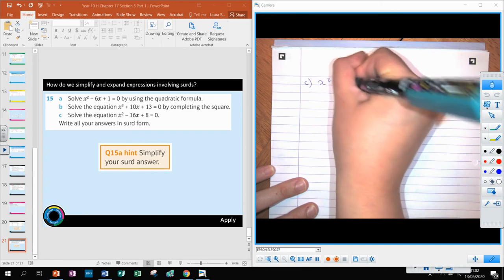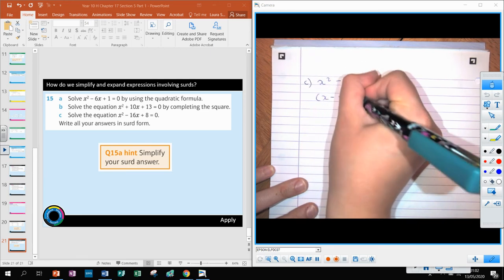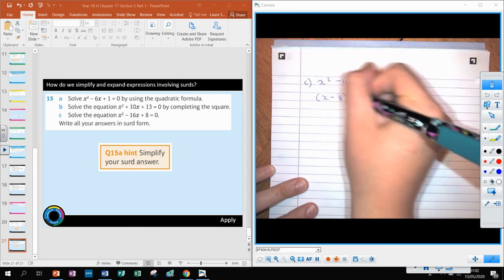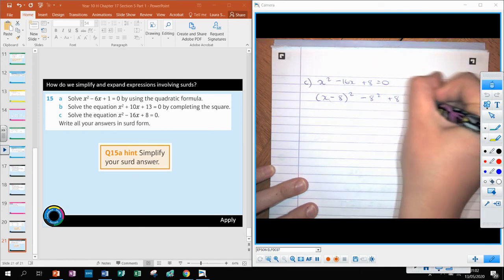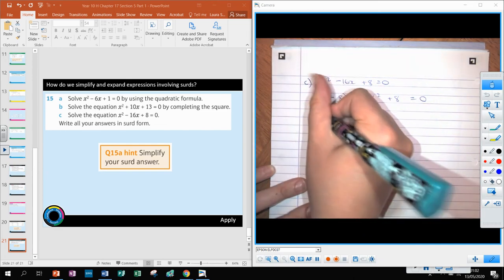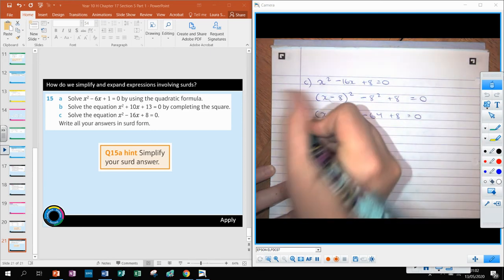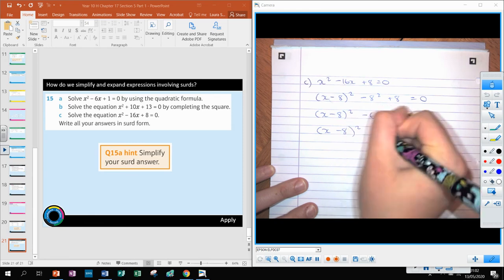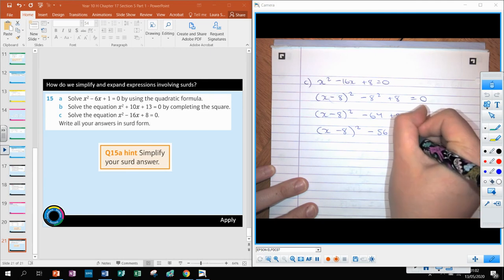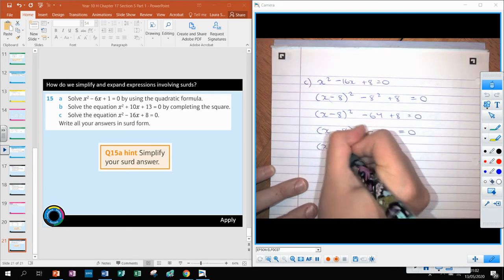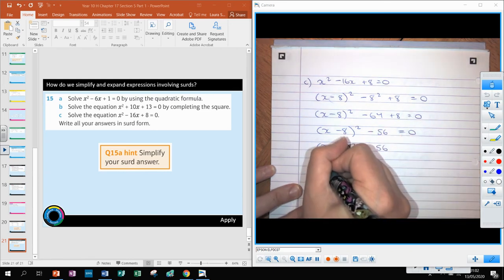So x squared minus 16x plus 8 is equal to 0. I'm going to cut that in half. (x minus 8) squared. I'm going to take away that 8 squared, the square of that number, and then we're going to add the 8, and that is equal to 0. We then have (x minus 8) squared minus 64 plus the 8 equals 0. A little bit of simplifying. Minus 64 plus 8 is going to be minus 56. Then we have (x minus 8) squared is equal to 56. We add the 56. Then we take the square root. Don't forget it's plus or minus.